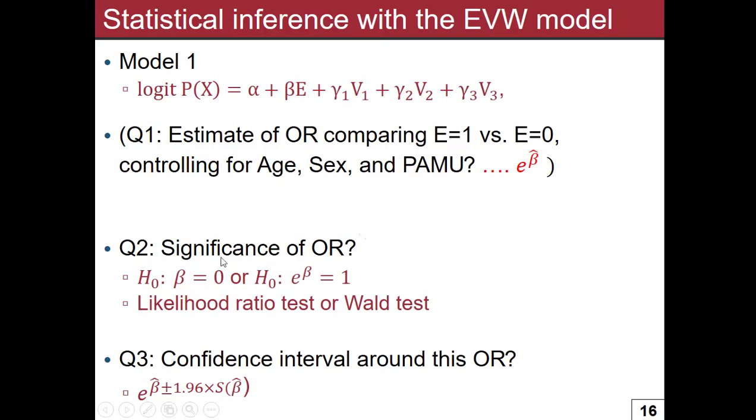We wanted to be able to do the significance test of whether that e to the beta, or the odds ratio, is equal to 1. And that, as we talked about last time, was the likelihood ratio test or the Wald test. And then this is the form for a Wald confidence interval around the odds ratio. Okay, this is all stuff we said last time.